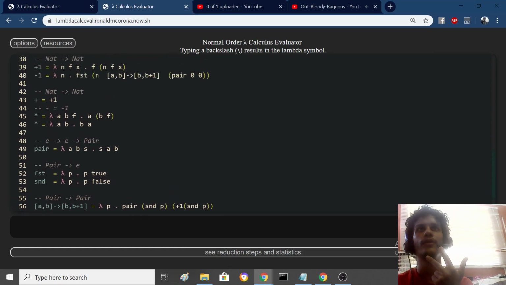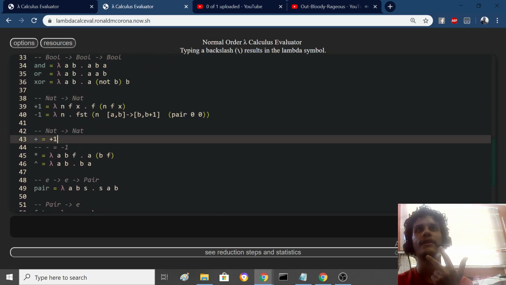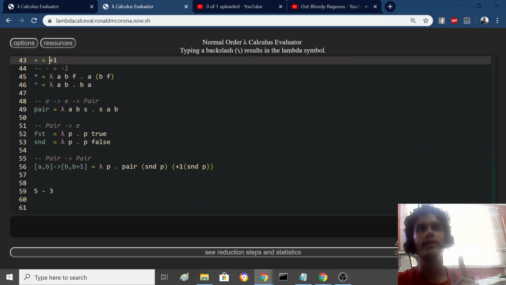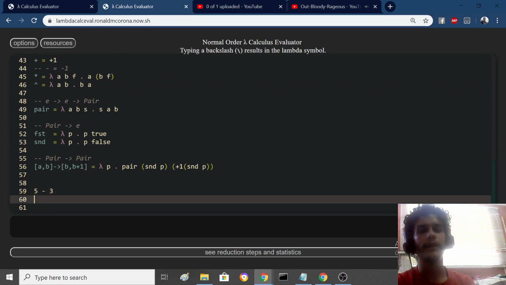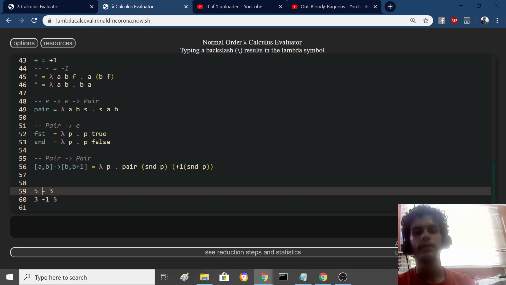Well, the idea is the same as when we did addition. To do addition between two numbers, we want to add 1 to one of the numbers, the other number many times. To subtract A from B, we want to do minus 1 to A, B many times. So 5 minus 3, we can do minus 1 to 5, 3 times, and there you go. That is giving us 2.